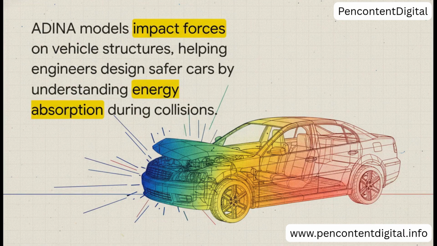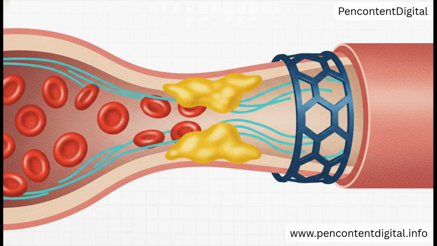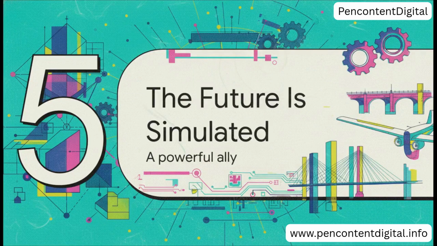Let's go back to that car crash example. Before a single piece of metal ever gets stamped, engineers are using ADINA to run hundreds of virtual crash tests. They can see exactly how the car's frame is going to crumple and how it's going to absorb energy to protect the people inside. So let's be clear, this software directly helps save lives. Or how about this? When doctors are developing a new stent to open up a blocked artery, they can use ADINA to simulate exactly how that device will interact with blood flow and the artery wall. This helps them design better, more effective medical devices that can improve or even save a patient's life. It's just incredible.